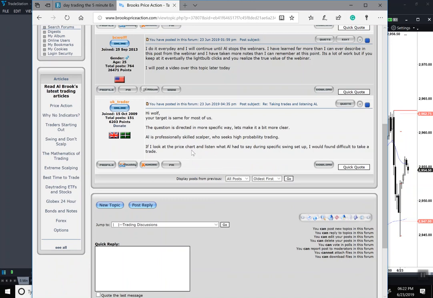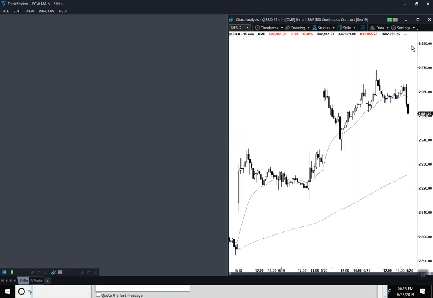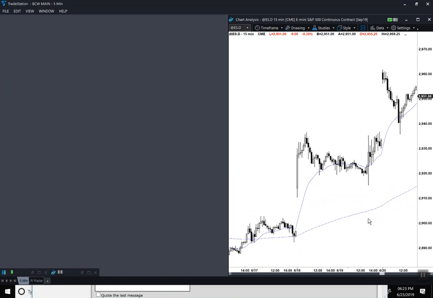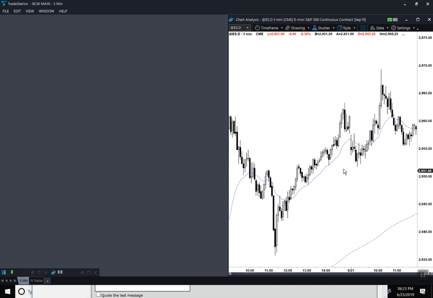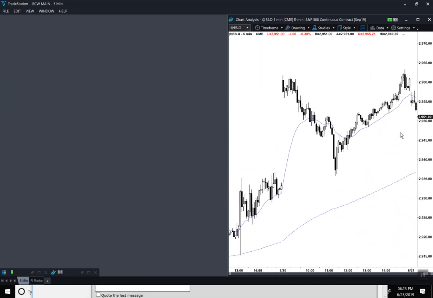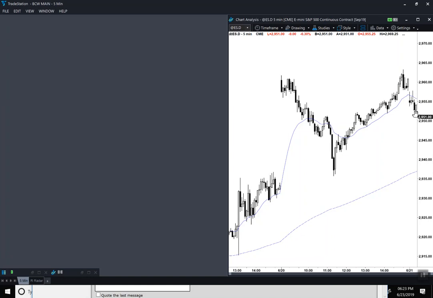If I look at a price chart and listen to what Al has to say during a specific swing setup, I find it difficult to take the trade. Well, you find it difficult because Al says this. He says, low probability, swing short, low probability, bottom of a possible trading range, tight channel, may find buyers below. And then you get this bar and you go, oh, that's not good. Some traders, if they're smart, get out at break even.